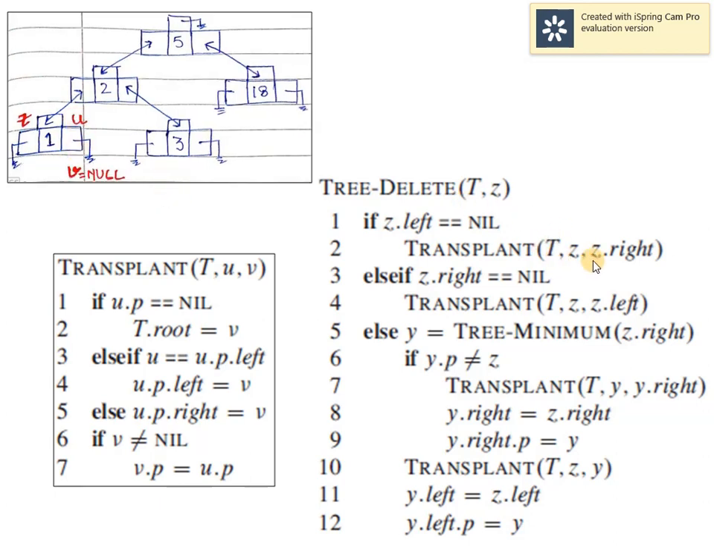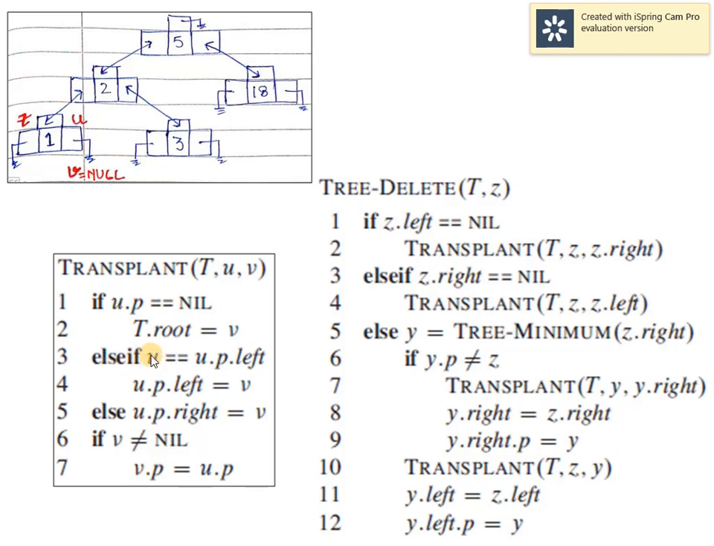Since left of z is null, this transplant procedure will be called, and now we have called this procedure for z comma z dot right. So z, that means one node, is identified with the variable u, and z dot right is nothing but null. So when this process gets executed, we will check if parent of u is null or not. In this case, parent of u is 2, it is not null. So line number 1 will give us false.